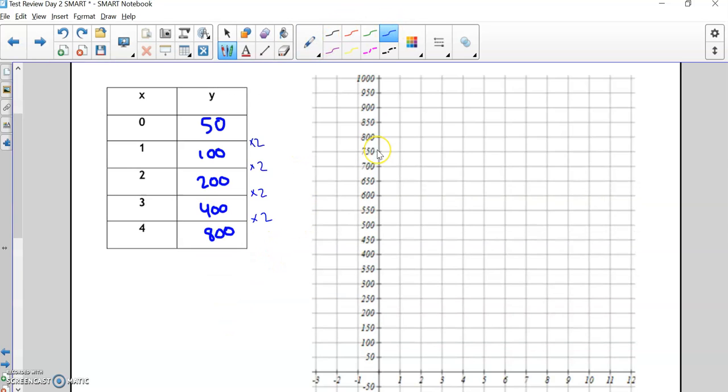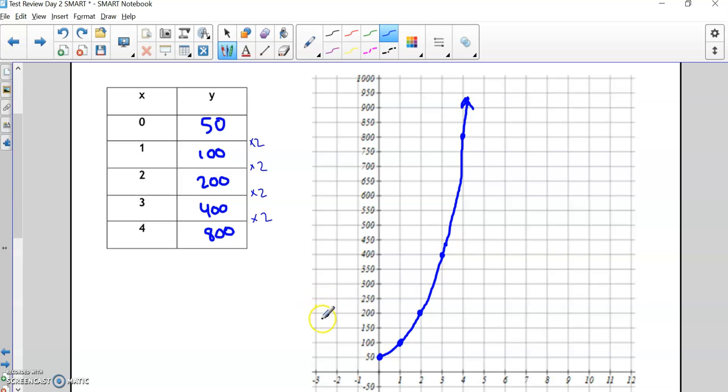So if we want to go ahead and graph this, we can say at 0 we're at 50, 1 is 100, 2 is 200, 3 is 400, 4 is 800. Look how fast that is going up. I'm going to try to draw this graph piece by piece here. I don't want it to be ugly. Okay. Could have been worse, right? I kind of messed it up there, but it's fine.